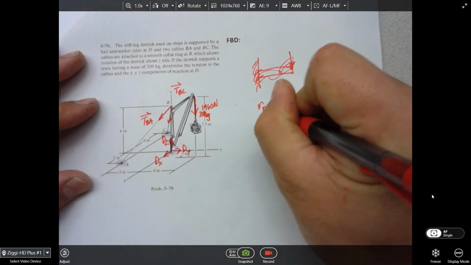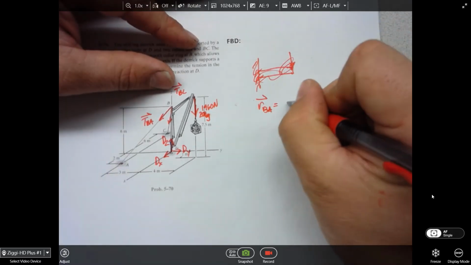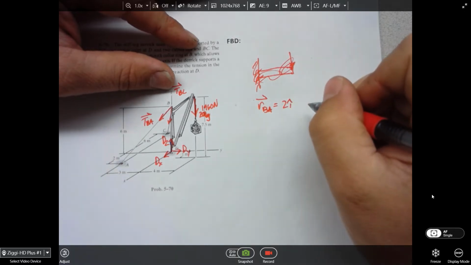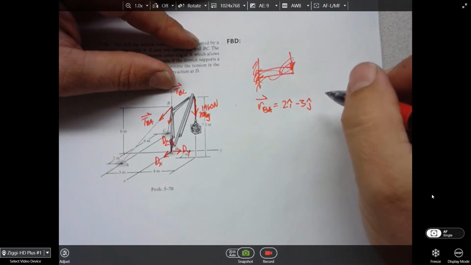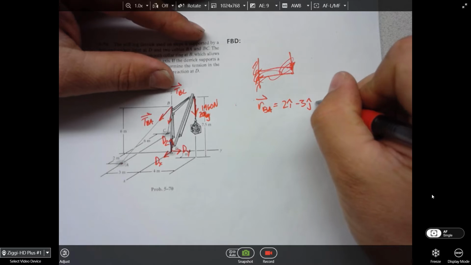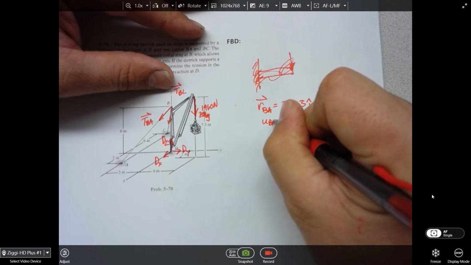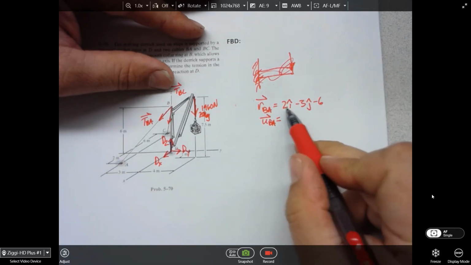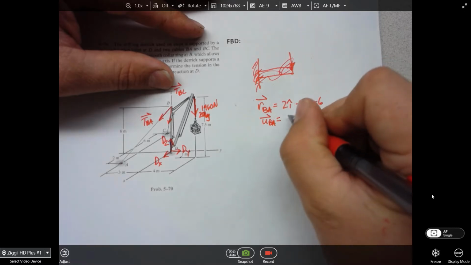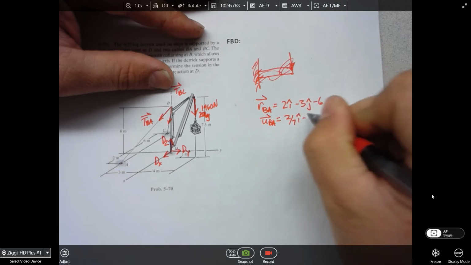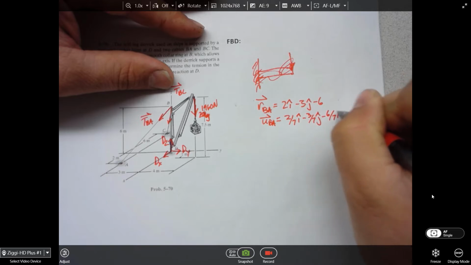So RBA, see, I go in the x direction, it looks like I go positive 2 I. In the y direction, it looks like I go minus 3 J. And in the z direction, yeah, minus 6. Okay? So that means that UBA, we're probably starting to recognize that if something has a 2, a 3, and a 6, then its magnitude is 7, right? So we could say it's 2/7 I hat minus 3/7 J hat minus 6/7 K hat for unit vectors.